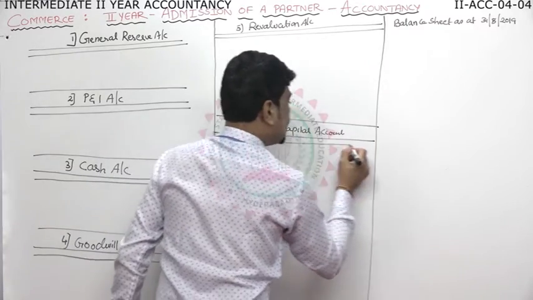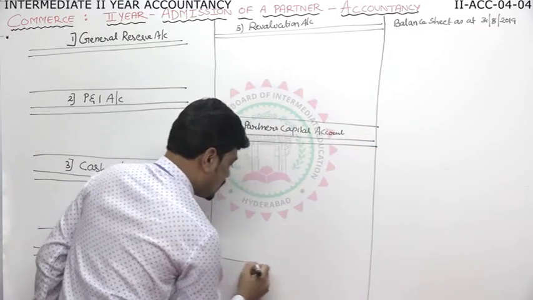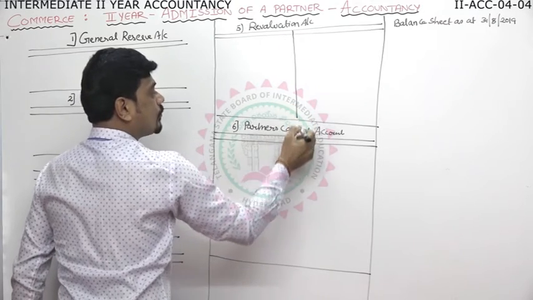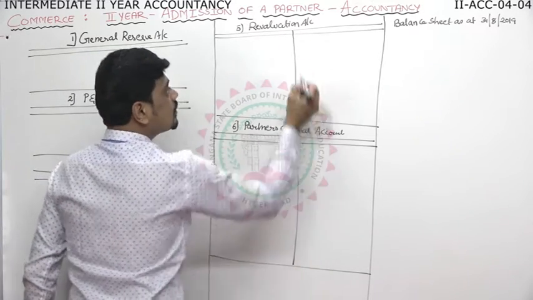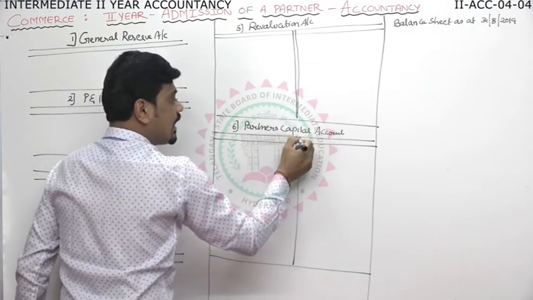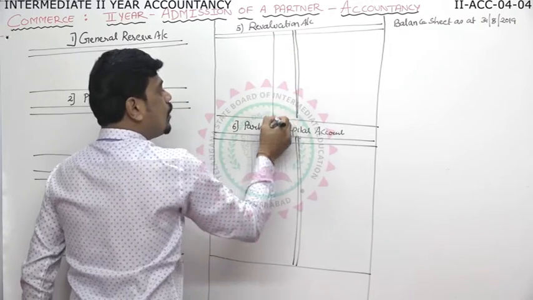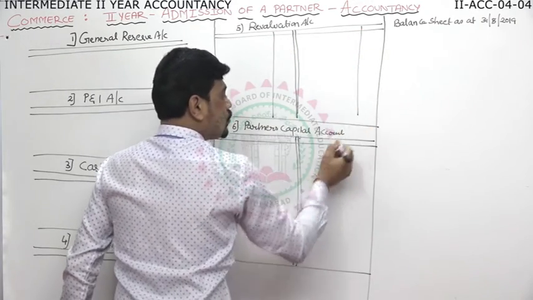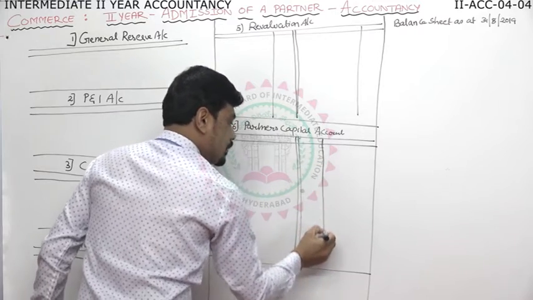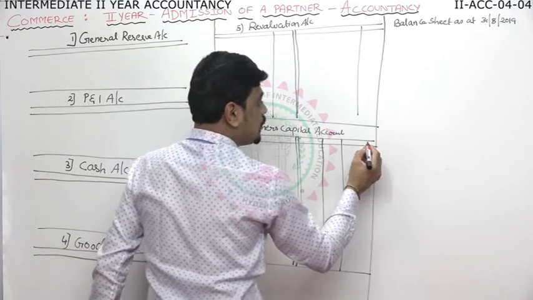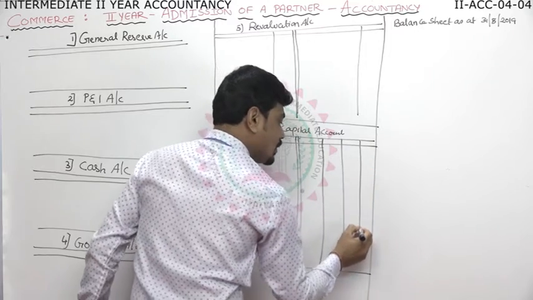There are 3 partners. So, keeping the scale in center, we can make 2 sides, debit and credit. Amount column, amount column. Here, particulars: partner 1, partner 2, partner 3.